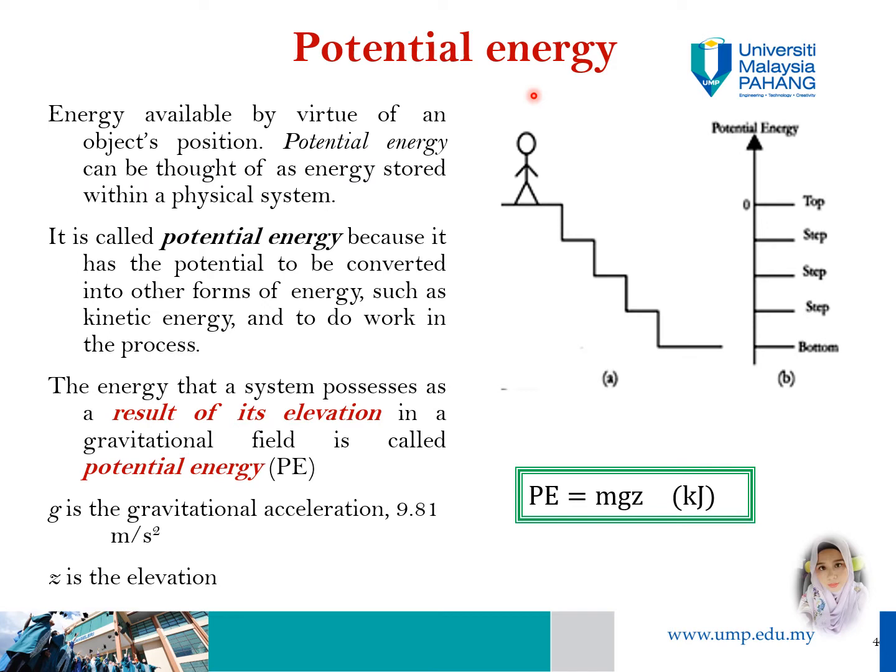Potential energy is the energy stored in an object due to its position above the Earth's surface. It is called potential energy because of the potential of the energy to convert into another form of energy, such as kinetic energy. Potential energy, or PE, is equal to mgz, where m is the mass, g is the gravity, and z is the elevation. The higher the position, the higher the potential energy.